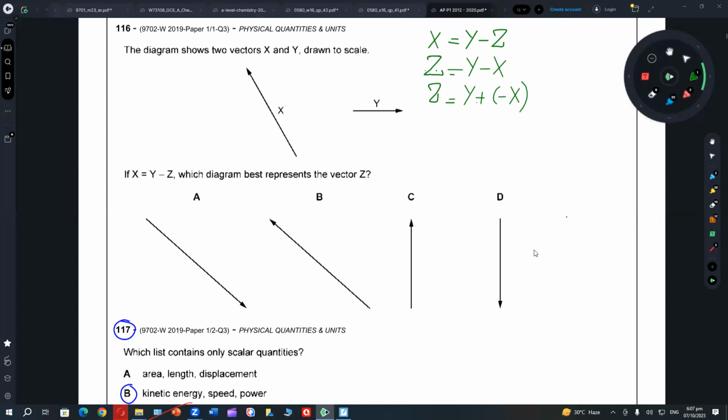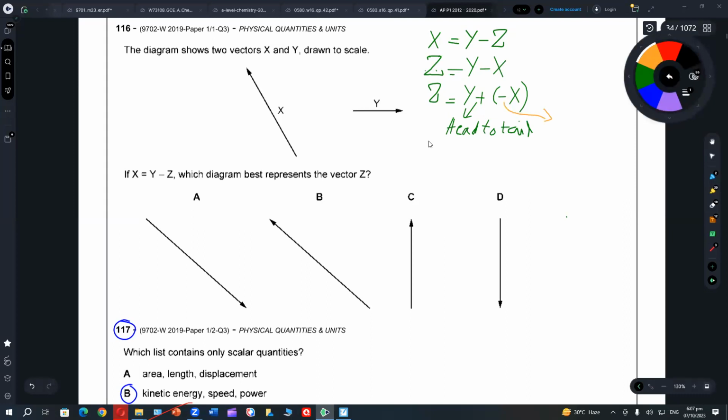Now what this equation says: plus means keep it, minus means reverse it. So reverse x. y plus minus x. I have y, and now you have to flip x and put it on y. It's head to tail. A negative sign means you have to flip the vector.